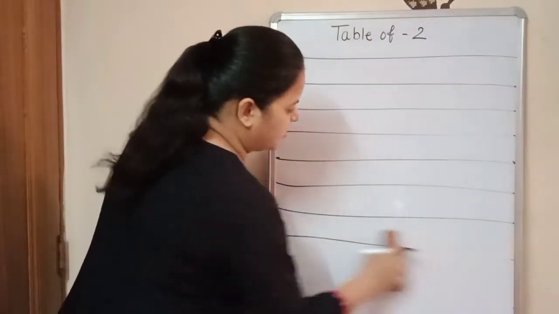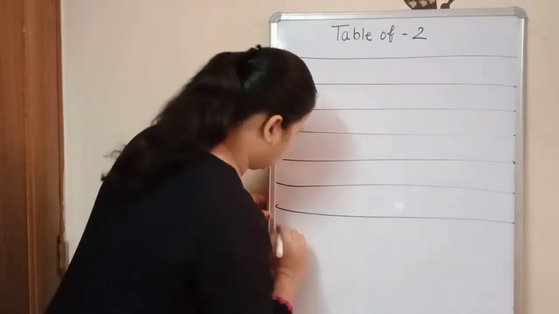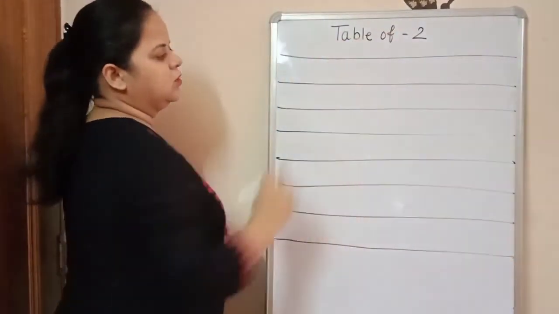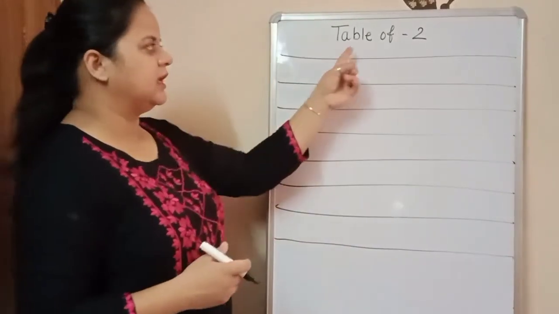Now write the topic of today's class in your notebooks. Table of 2. You have to write Table of 2 in your notebook like this.